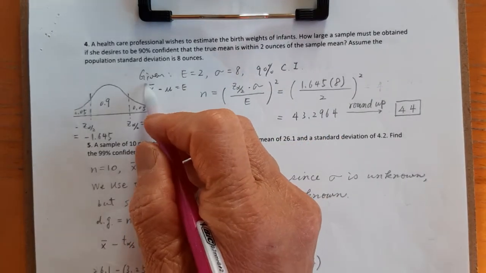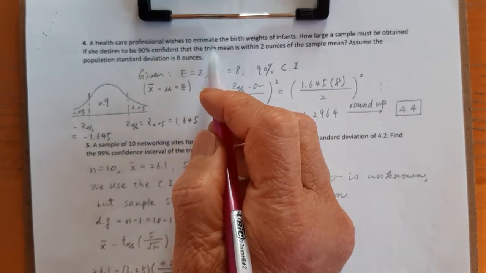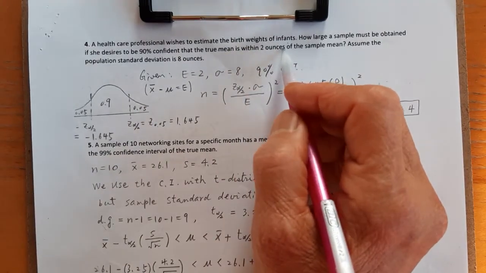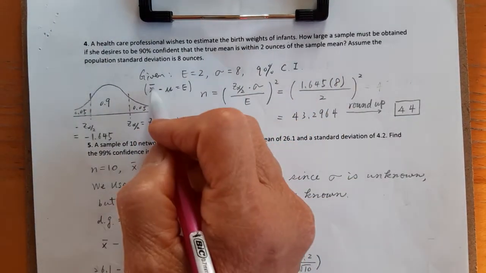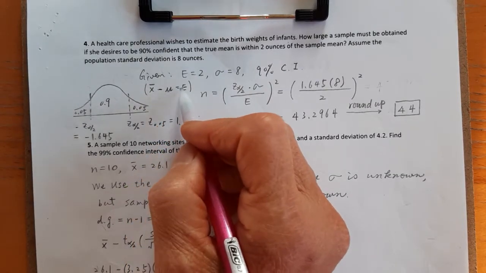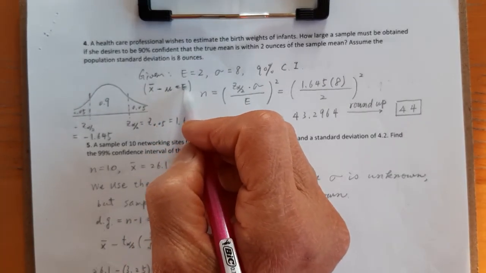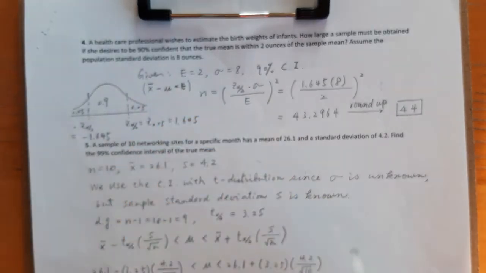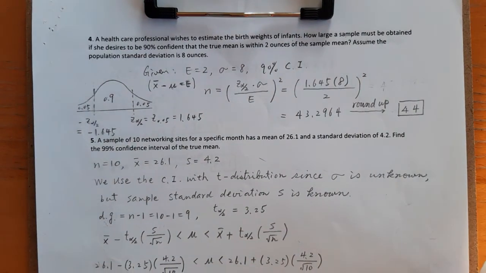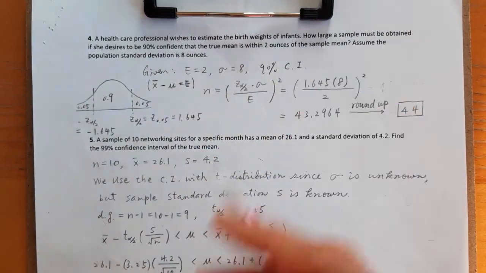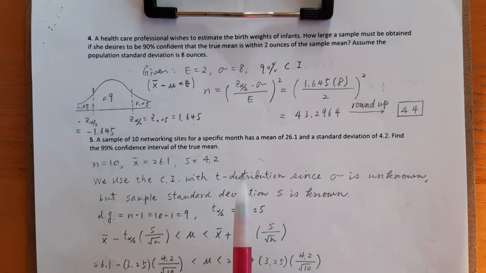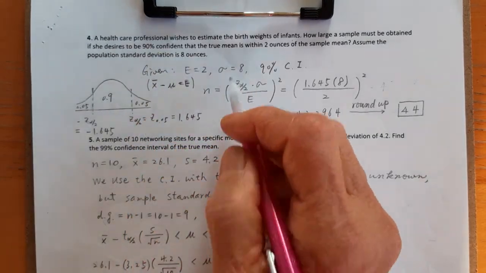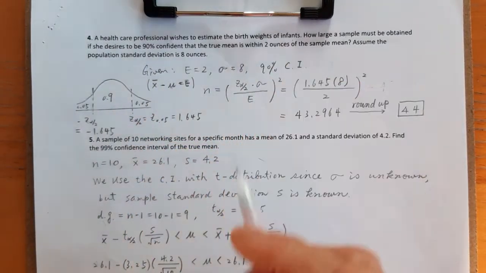This is what we call the margin of error. The true mean, the population mean, is within 2 ounces of the sample mean, x bar. So the margin of error is actually the difference between the sample mean and the true population mean. That's given here: E is 2 ounces. And assume that the population standard deviation is 8 ounces, so sigma is 8 ounces.